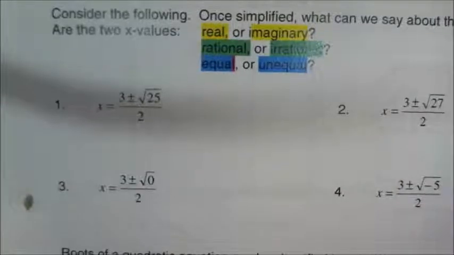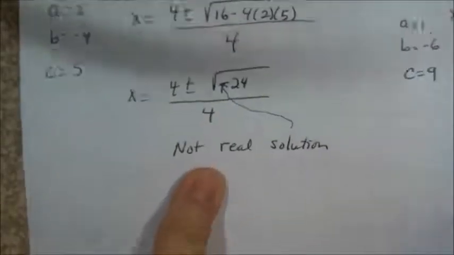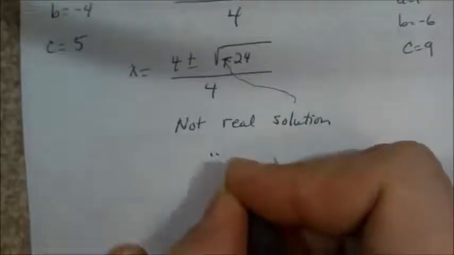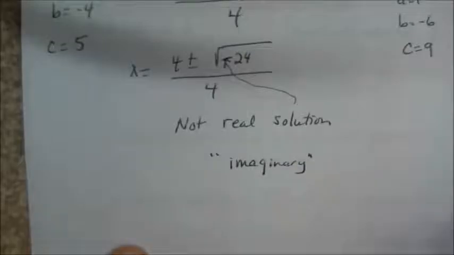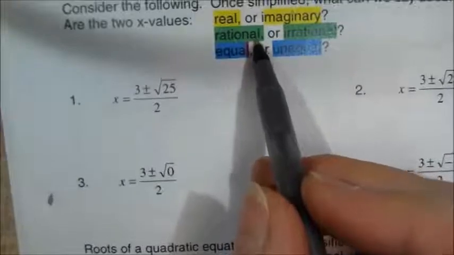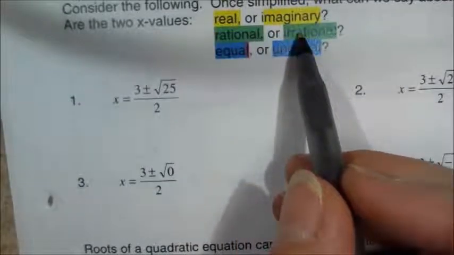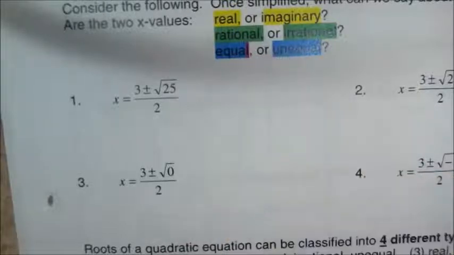If you remember in the previous page, we had one example that had no real solutions. If it's not a real solution, it's called imaginary, and we'll talk about that in another day or two. Okay, are the two x values rational or irrational? And are they equal or unequal? That's the type of roots.